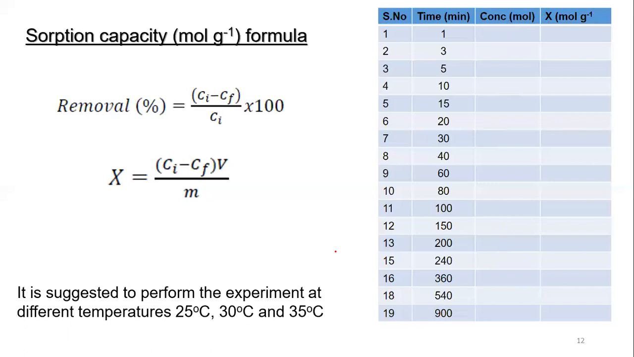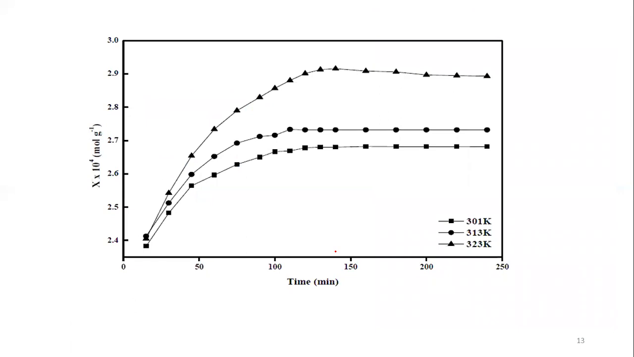Then you have to plot absorption capacity versus time, and I will show you here that you get a slope like this. Initially we know that the speed is very fast, but with the passage of time the slope is decreasing, and then the curve becomes flat.